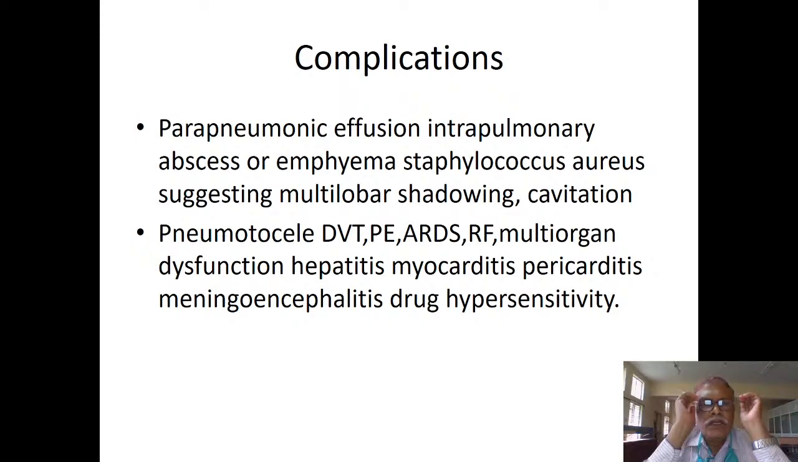Complications include parapneumonic effusion, intrapulmonary abscess or empyema, and Staphylococcus aureus, suggested by multilobar shadowing, cavitation, pneumatocele, DVT and pulmonary embolism, acute respiratory distress syndrome, renal failure, multi-organ dysfunction, hepatitis, myocarditis, pericarditis, meningoencephalitis, and drug hypersensitivity. These are all the complications that are encountered in a patient with pneumonia.